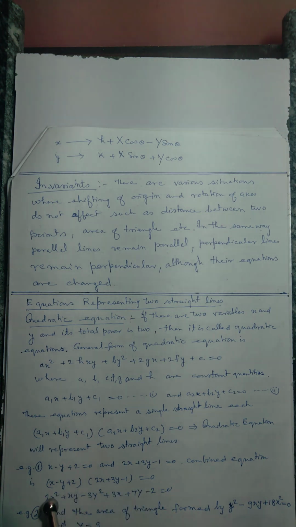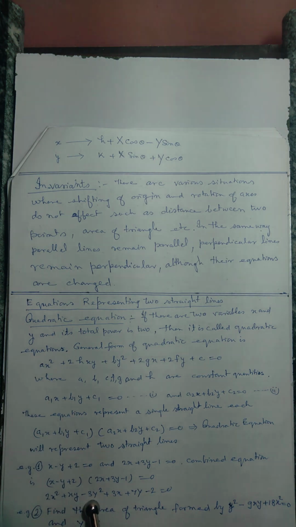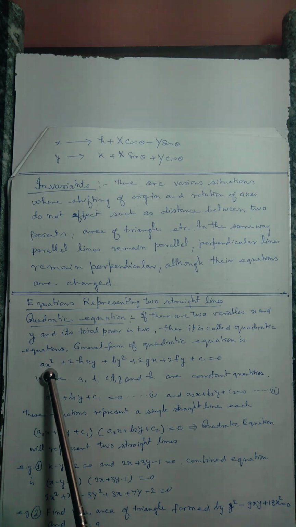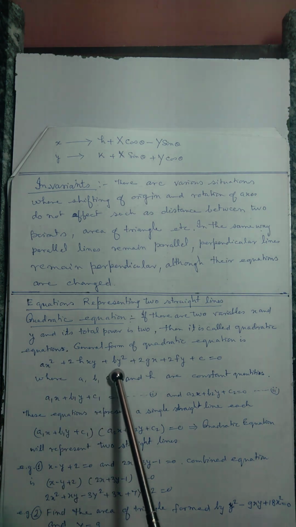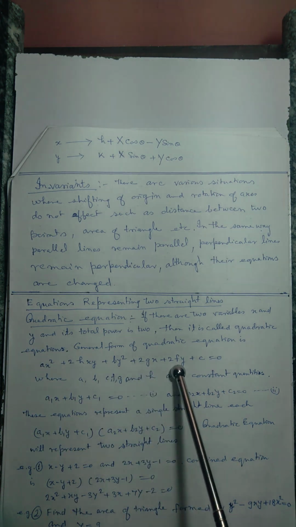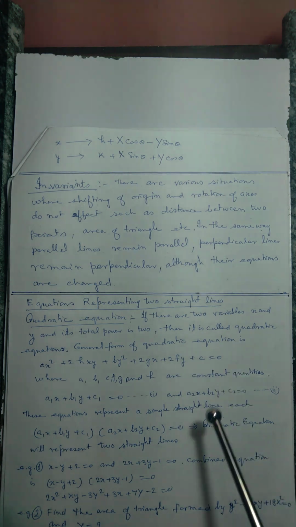So on multiplication, the product will be like this: 2x square plus xy minus 3y square plus 3x plus 7y minus 2 equal to 0. This will be the same form of the equation which I have stated earlier, that is ax square plus twice hxy plus by square plus twice gx plus twice fy plus c equal to 0.